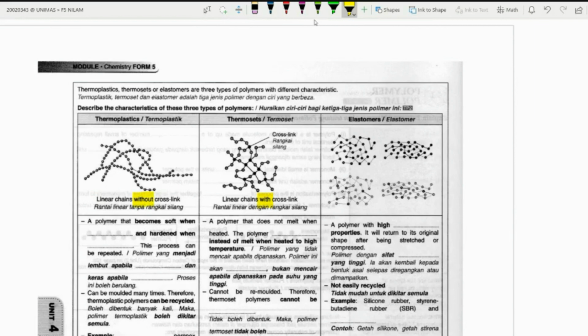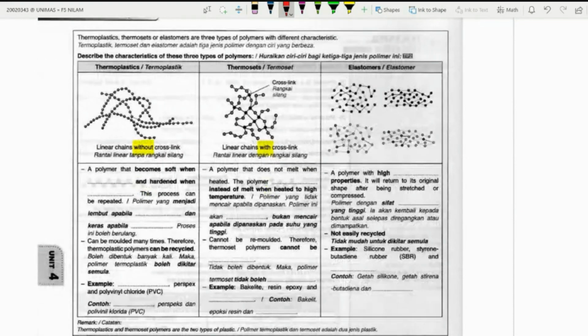Can you see the cross link? This line and this line cross together, so with the cross link, this is thermoset. How about elastomer? We'll see later. Now we look into the explanation. Thermoplastic is a polymer that becomes soft when heated, and hardens when cold.